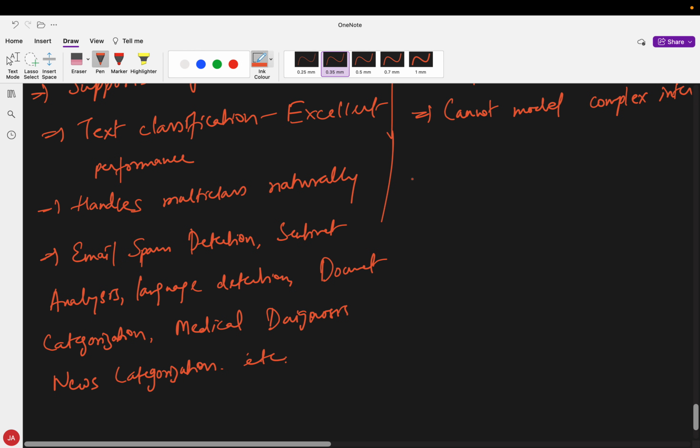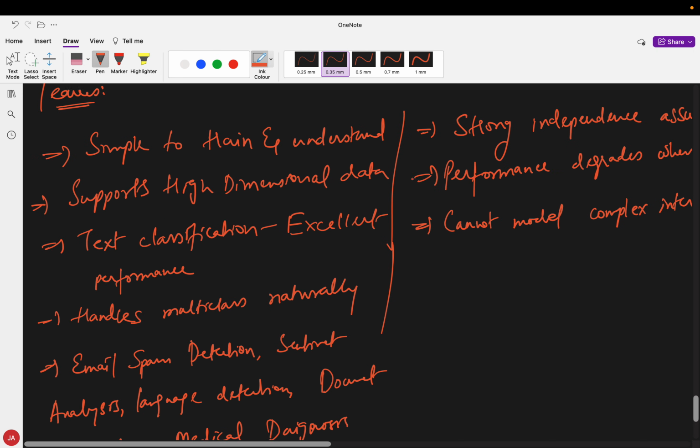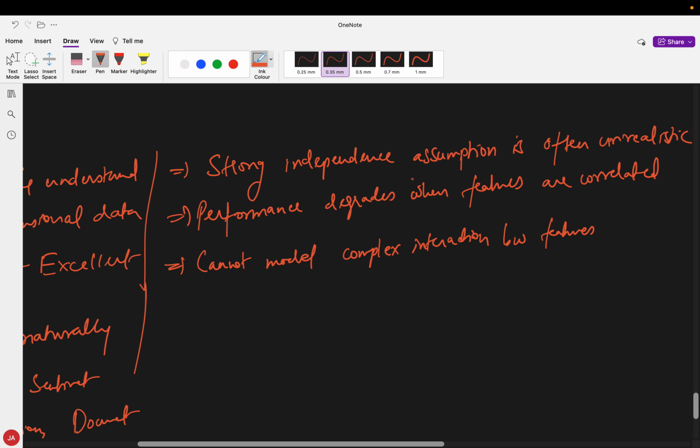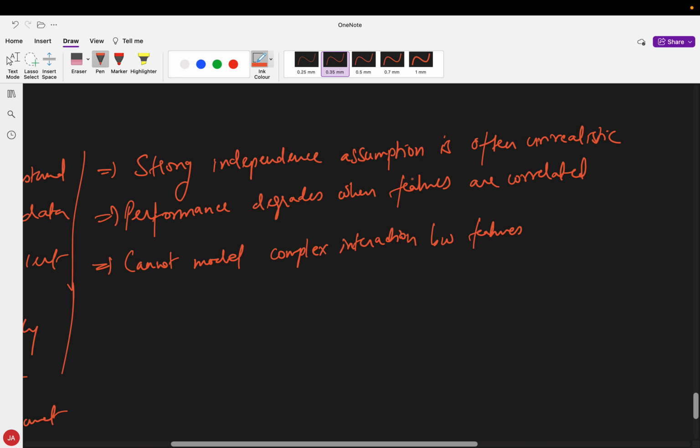Some of the examples are email spam detection, sentiment analysis, language detection, document categorization, medical disease diagnosis. So given the symptoms, what disease the patient is suffering from, or news categorization. These are some examples or applications.